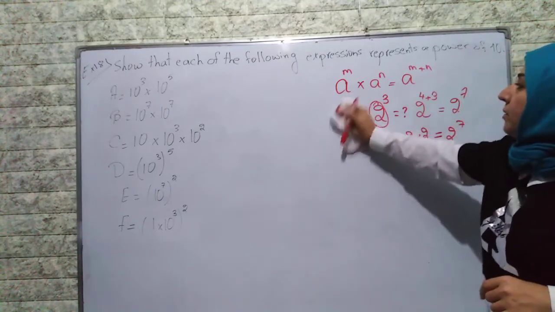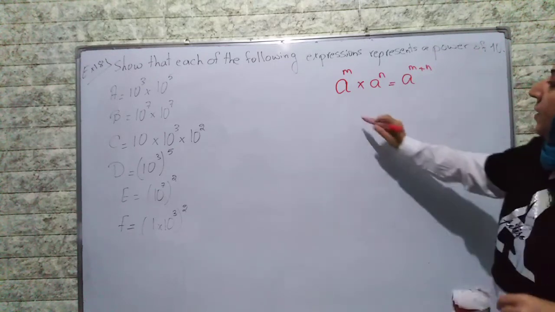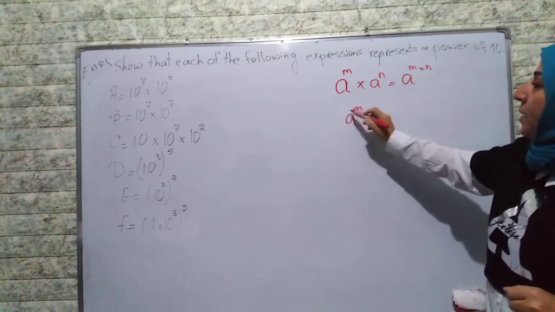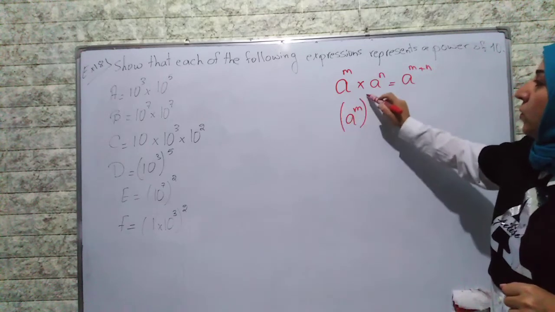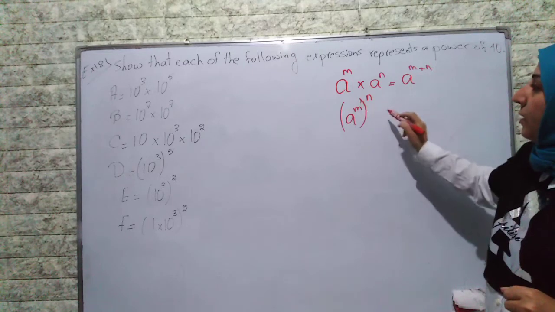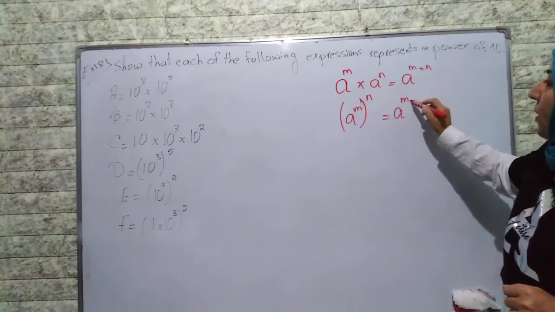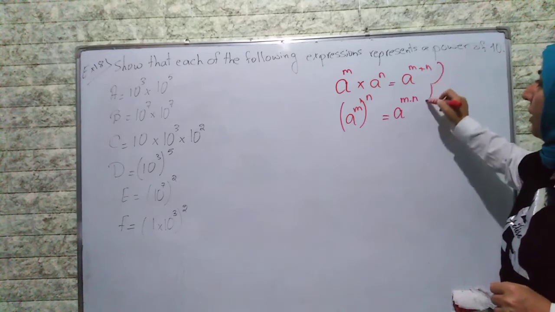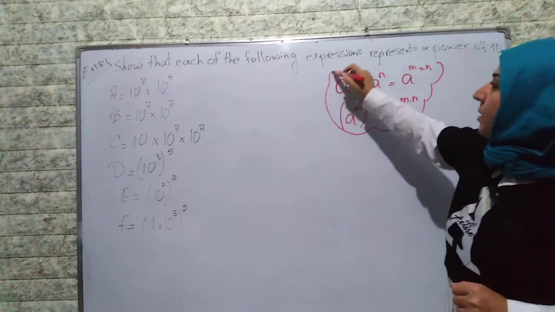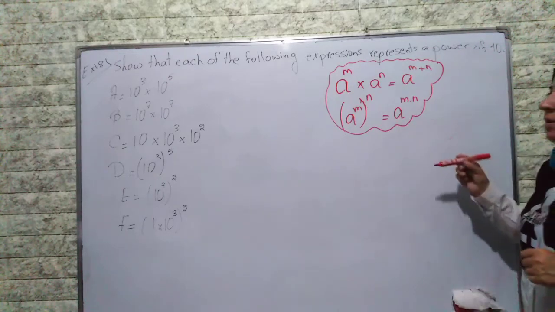Now, another rule. When we have a to the power m inside parentheses all to the power n, we know that this parenthesis means we are multiplying numbers by each other. So we can write it as a to the power m times n. Okay, here are our rules that we should memorize in order to solve.